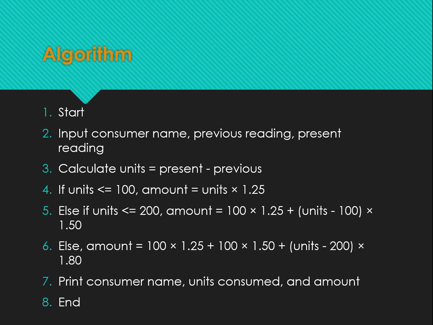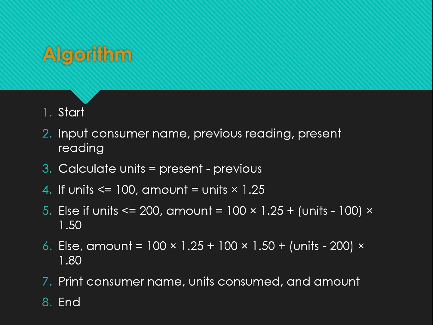If units are less than or equal to 100, multiply by 1 rupee and 25 paise. If units are between 101 and 200, the first 100 are charged at 1 rupee and 25 paise and the remaining at 1 rupee and 50 paise. If units are above 200, the first 100 units are charged at 1 rupee and 25 paise, the next 100 at 1 rupee and 50 paise, and the rest at 1 rupee and 80 paise.